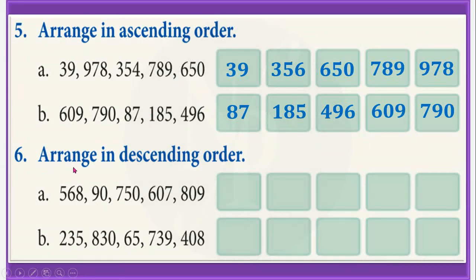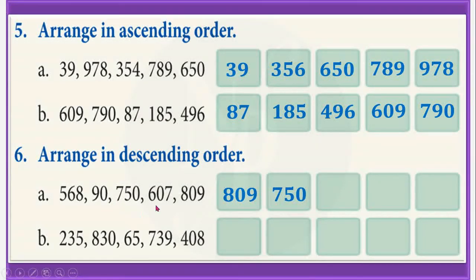Question number 6, arrange in descending order. So now we have to write the numbers from greatest to smallest. First search for the greatest number here. In the hundreds place we have 5 here, 7 here, we have 6 here, we have 8. So this is greatest number, 809. Write in the first box here. And leaving this number, compare remaining numbers. Compare the digits at hundreds place, 5, 7 and 6. Which is greatest? 5, 7, 6. 7 is greatest. So 750 will come to the second box here.